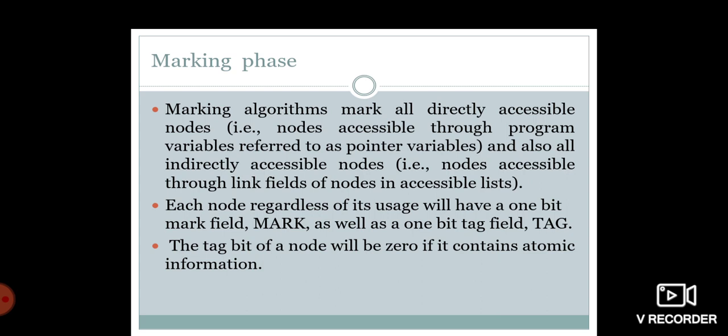Marking algorithms. For marking algorithms, you need a separate node structure. In the separate node structure, you will have two fields: one is the mark bit, the other is the tag bit. Each has only one bit. There are two mechanisms. One node you divide into two: one is the mark bit, the other is the tag bit.